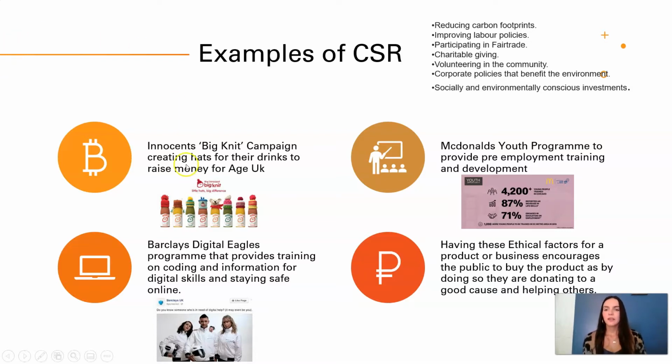So you have Innocent Juice. They launched their Big Knit campaign, creating hats for their drinks, which raised money for Age UK. So by buying one of these hats for your drinks, even though it is a bit of a novelty and a fun thing to do, it does have a really important cause because the money goes back to Age UK. McDonald's have a youth programme to provide pre-employment training and development. And Barclays Digital Eagles programme provides training on coding and information on digital skills and staying safe online.